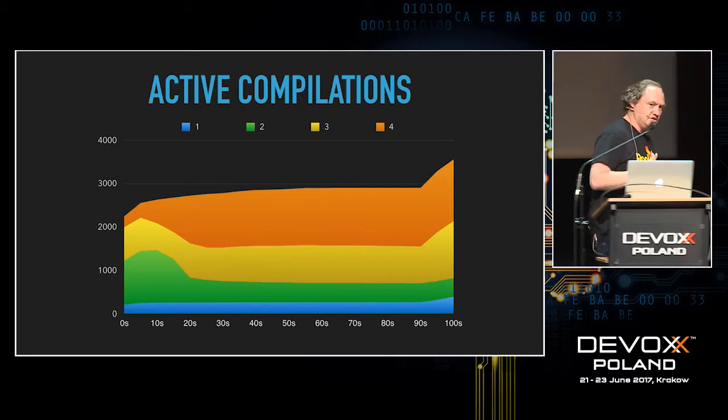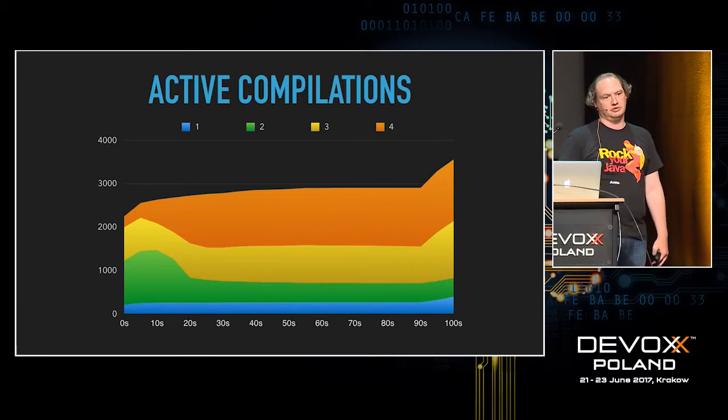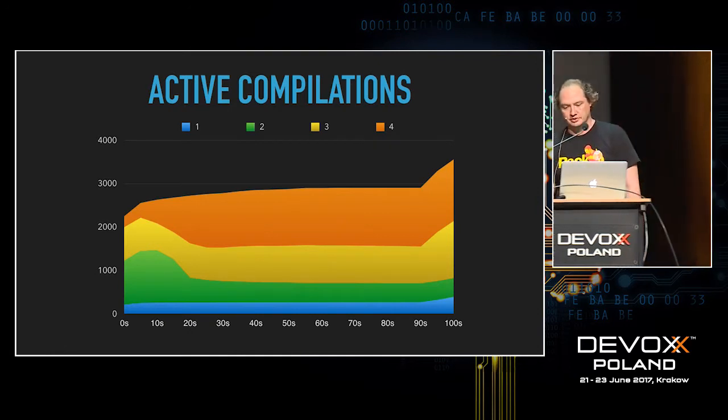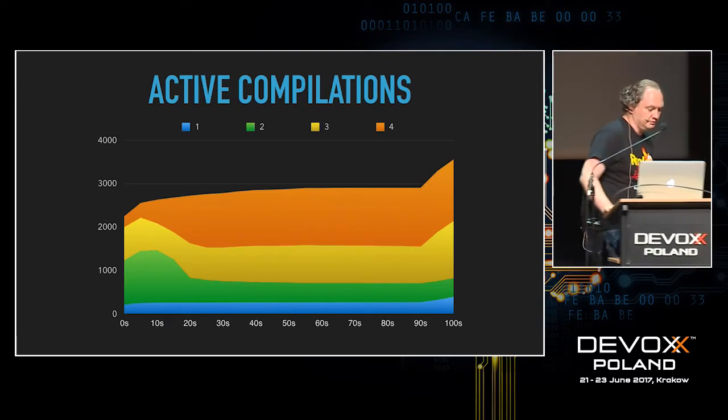We call this a phase change in the application. It was doing one thing, and then suddenly it started doing something else, so new code is hot, and now it needs to be just-in-time compiled. This is pretty typical for any non-trivial application.